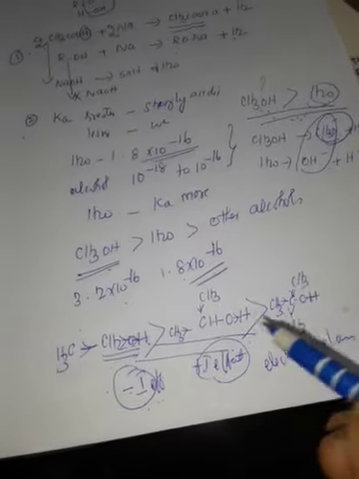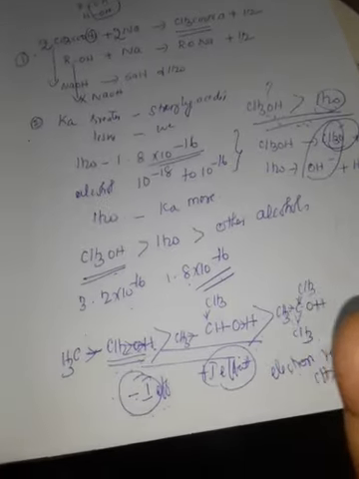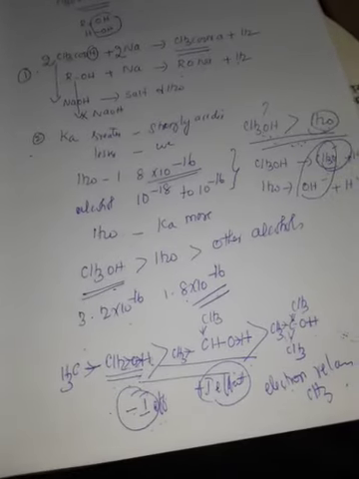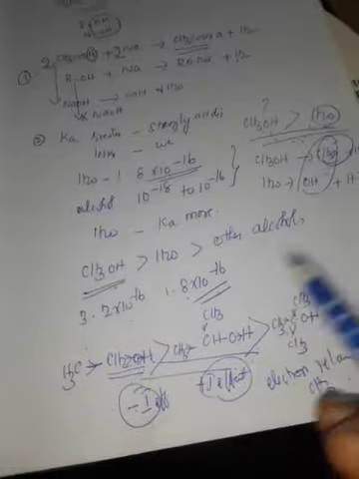One more question will be asked: what are electron withdrawing groups? What are electron releasing groups? Why primary, secondary, tertiary? There is a comparison of acidity between them. Why are they acidic in nature? It will be asked in such a way. So you go through the book and you can mark.